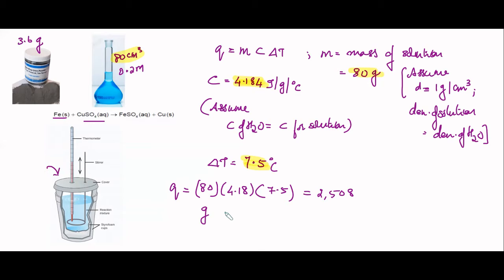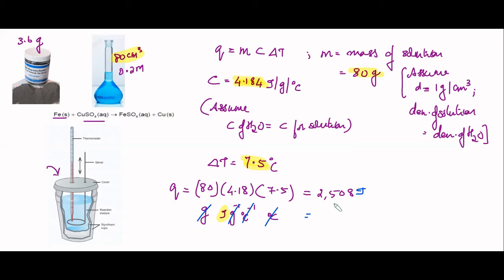Unit for 4.18 is joules per gram per degree Celsius. And unit for temperature is degree Celsius. This degree Celsius and degree Celsius cancels out. We are left with only joules. So the unit is going to be 2,508 joules, which I'm asked to write as kilojoules.